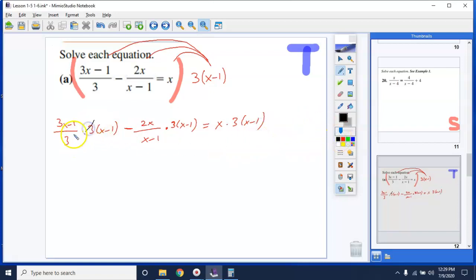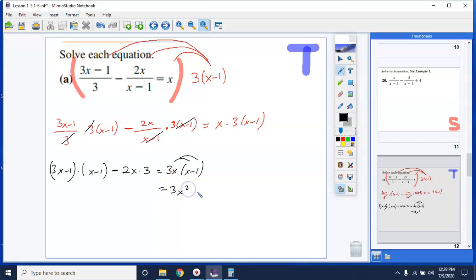So let's see what we got. These 3 will cancel each other. I got over here 3x minus 1 times x minus 1 minus this side, as you've seen, the x minus 1 cancel each other. You got 2x times 3 equals, on this side, x times 3x, x minus 1. So it's time to get to work. We're going to keep multiplying them. Let's multiply here first. 3x times x, 3x squared.